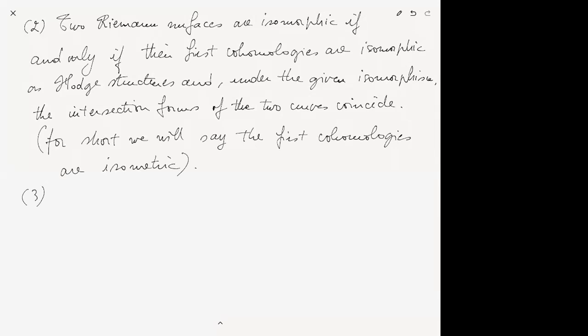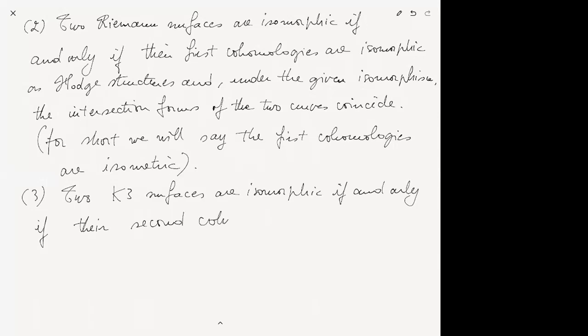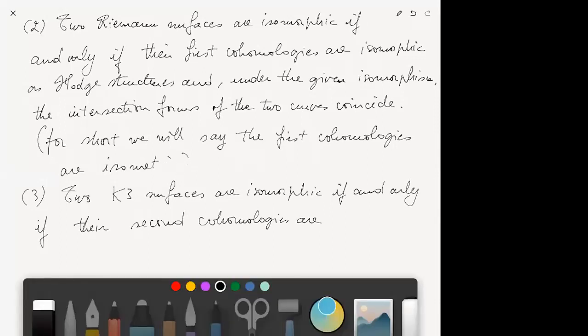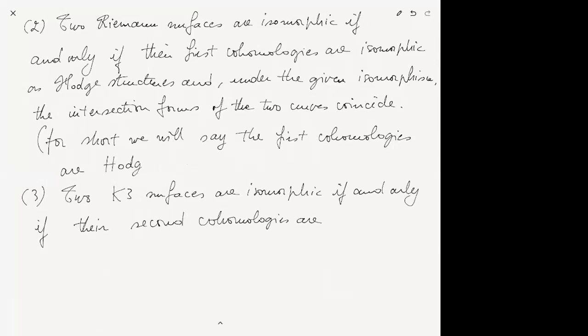The third example, which is slightly less strong, I will explain how this is less strong. K3 surfaces are isomorphic if and only if their second cohomologies are isometric. Actually, sorry, instead of isometric, what I mean here is Hodge isometric, because that indicates that you also preserve the Hodge structure. Okay, their second cohomologies are Hodge isometric. So these are the best Torelli theorems we have.